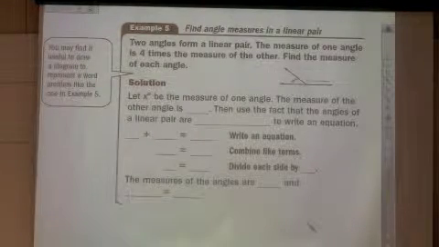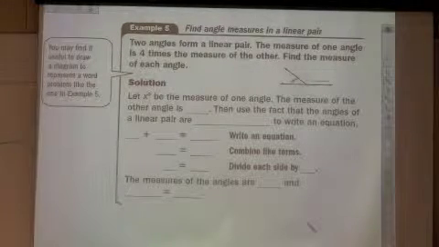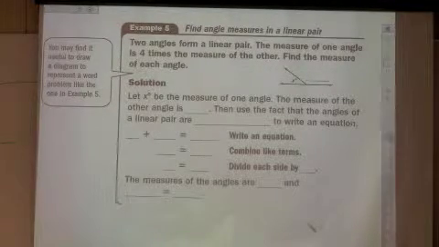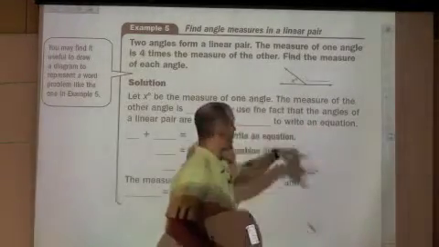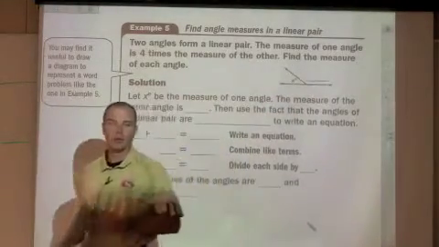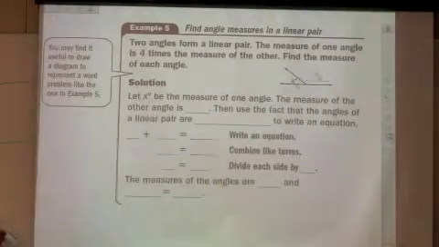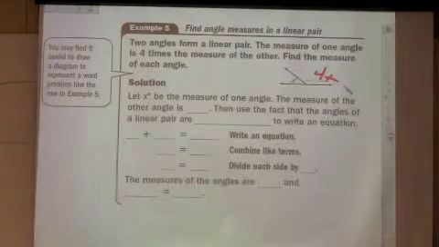Last example. Two angles form a linear pair. Red flag, 180 degrees. The measure of one angle is 4 times the measure of the other. Find the measure of each angle. Sketch a picture. If this is x, just from the information they gave us, what's the measure of this one? 4x. They said it's 4 times as big. So then how could I set up an algebraic equation to solve for x?